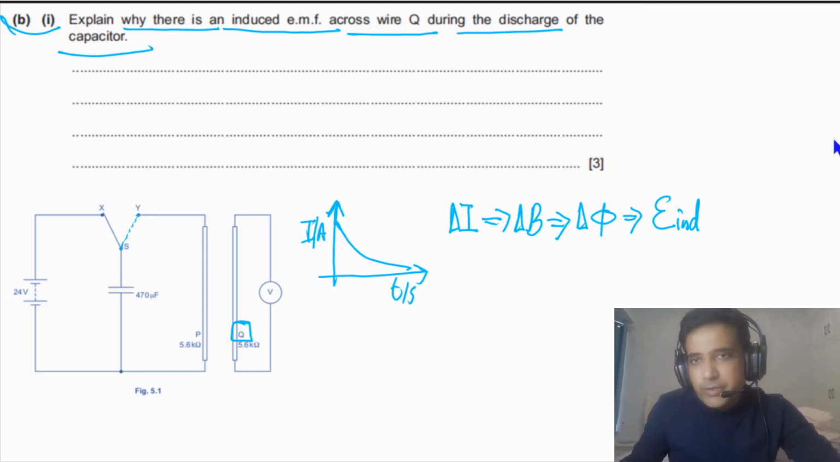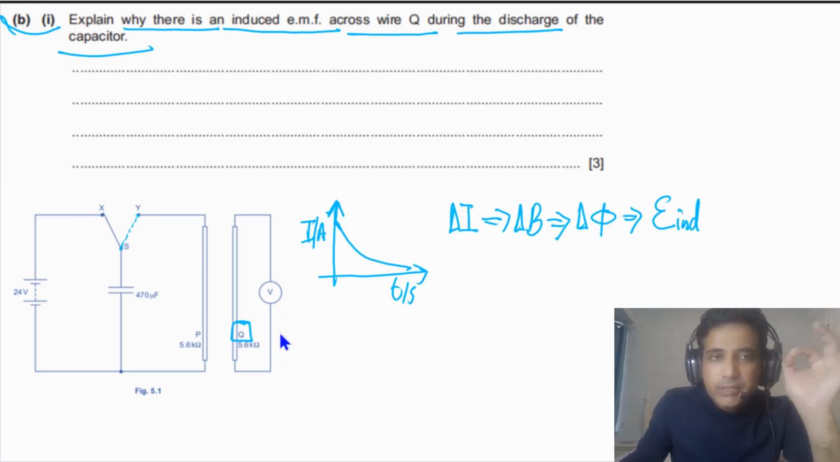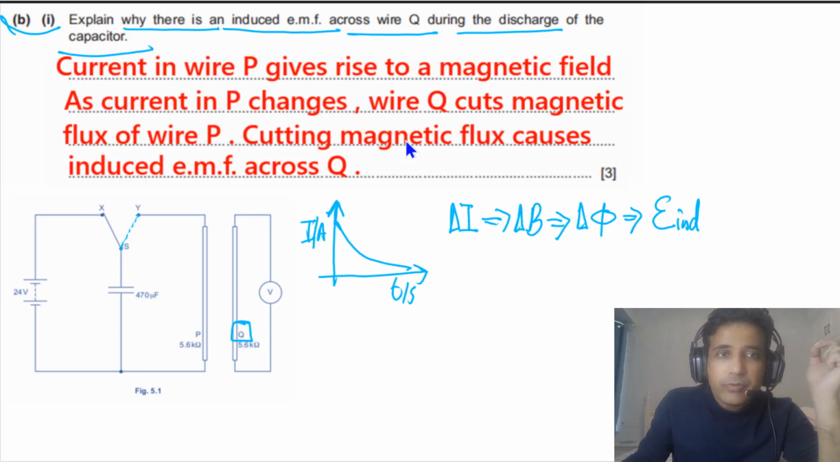The main point you need to understand in this case is that as current in this wire is decreasing, the magnetic field around the wire is also decreasing. So wire Q is placed inside a changing magnetic field, and as the wire is inside a changing magnetic field, there will be EMF induced in wire Q. This is a fundamental question about electromagnetic induction, meaning Faraday's law and Lenz's law. If you have understanding of these points, you can write down your answer. So this is how you can write down your final answer.